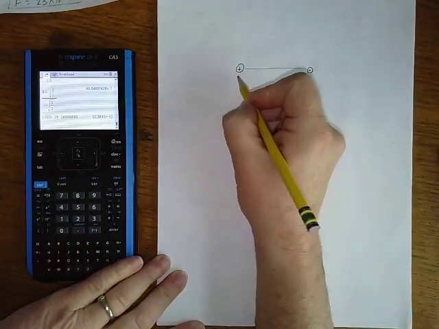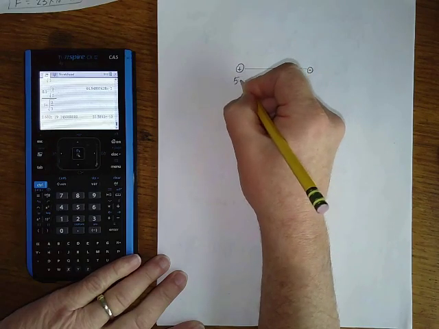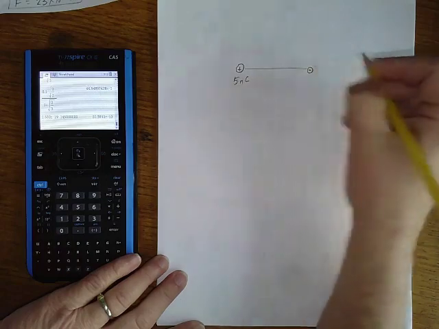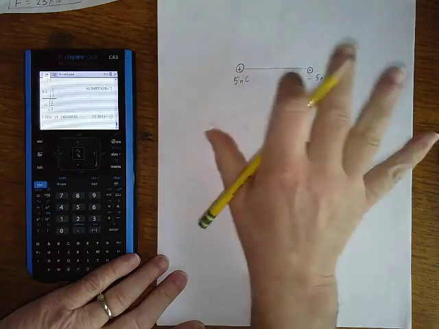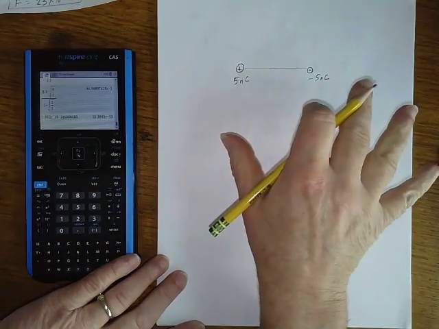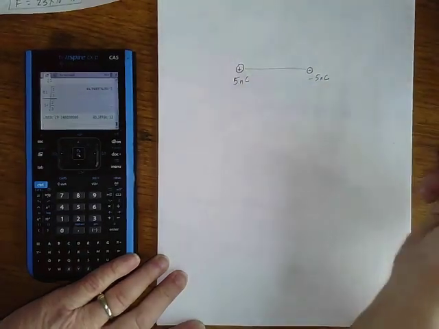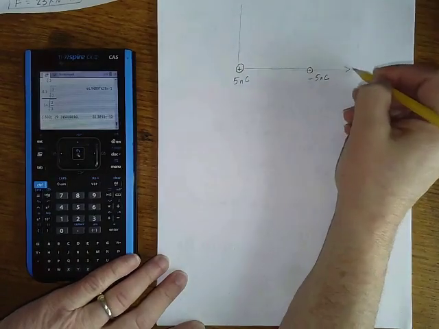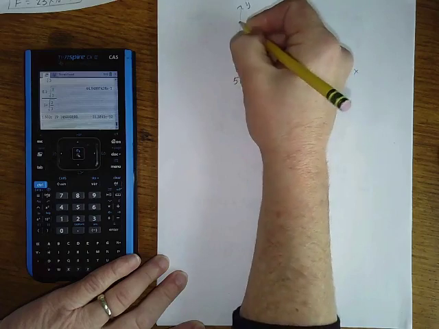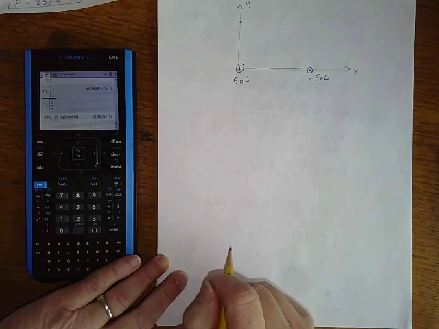And so let's just do an example here where we have 5 nanocoulombs and negative 5 nanocoulombs. So we have a dipole, equal charges, so it's balanced overall, but equal and opposite charges. And so if we want to call this our x and y axis, what kind of field would we have up here, some distance y above, the field?